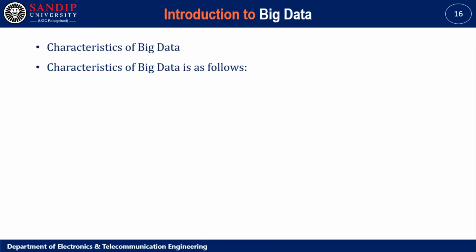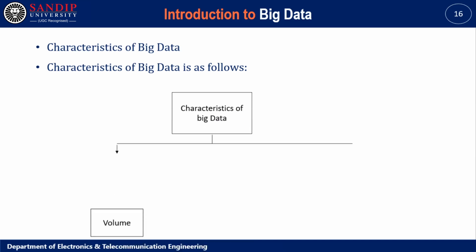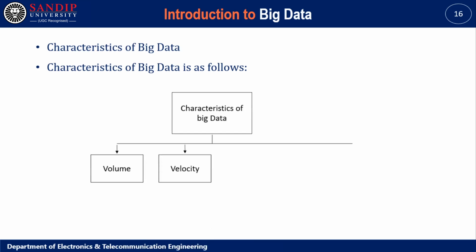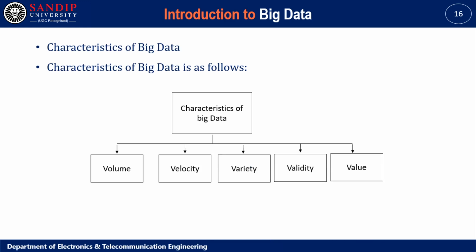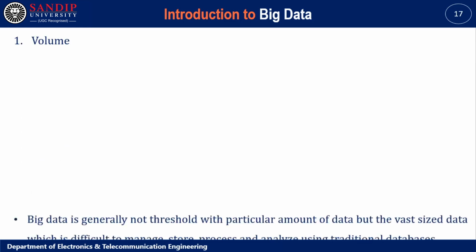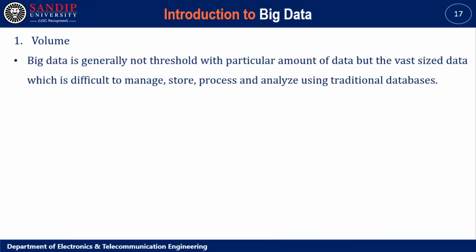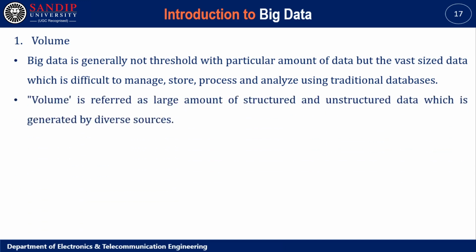Characteristics of big data. The characteristics of big data can be classified as volume, velocity, variety, validity, and value. First is the volume. Big data is generally not defined by a threshold of a particular amount of data, but by vast size data which is difficult to manage, store, process and analyze using traditional databases.